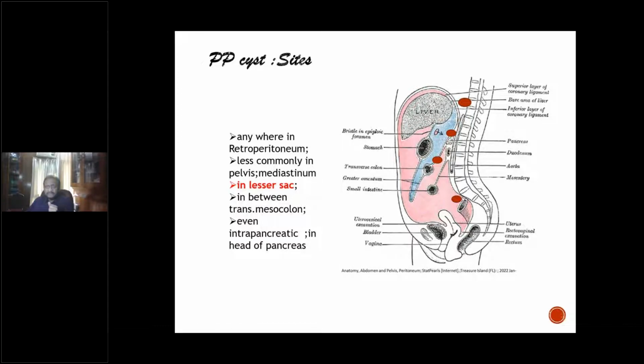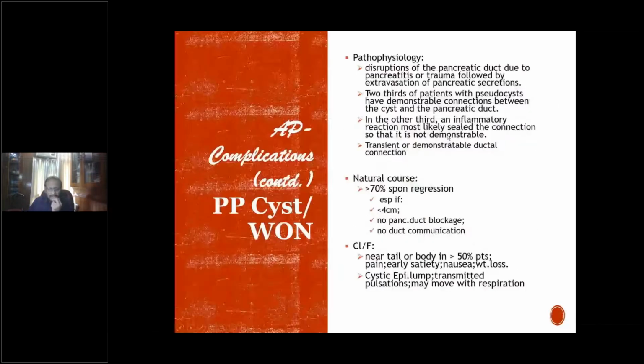The most common site, of course, is the lesser sac, the next in line, transmesocolon, or it could be intrapancreatic or in the head of the pancreas. These are sites where you find pseudopancreatic cysts. What is the pathophysiology? There has to be a disruption of the pancreatic duct due to either inflammation, pancreatitis, or trauma, or malignancy, followed by extravasation of pancreatic secretions.